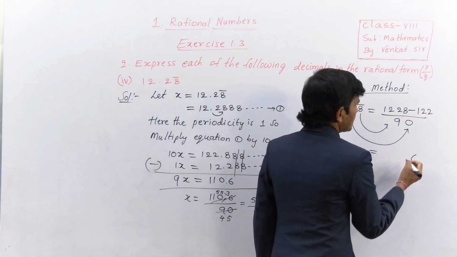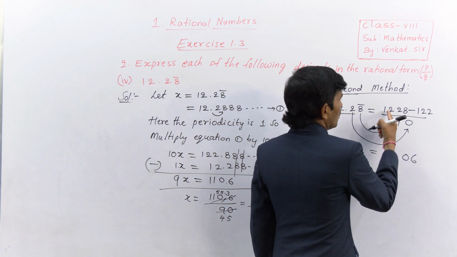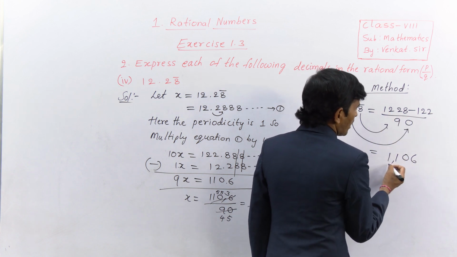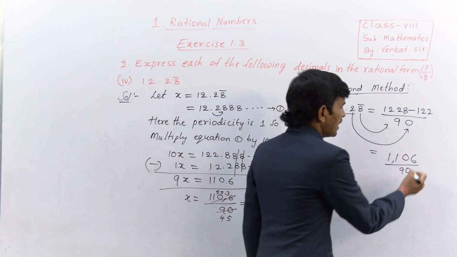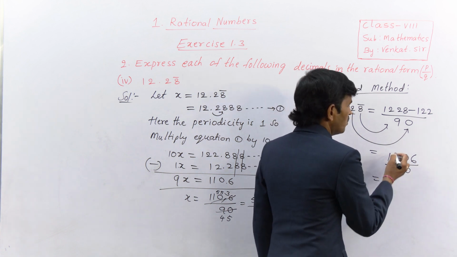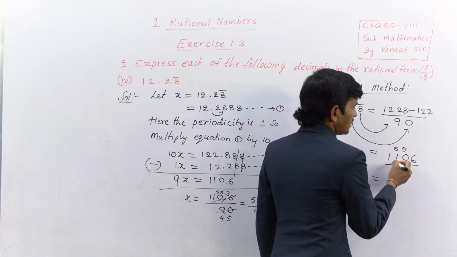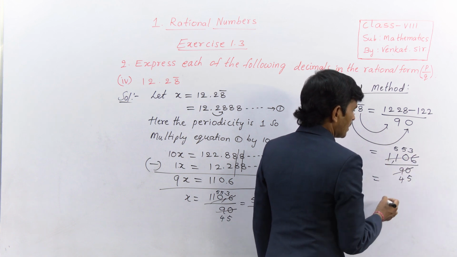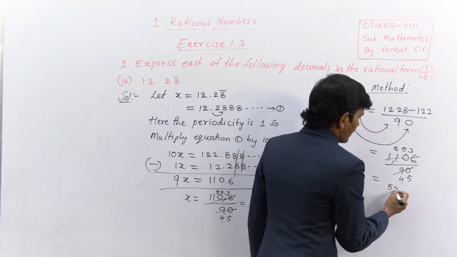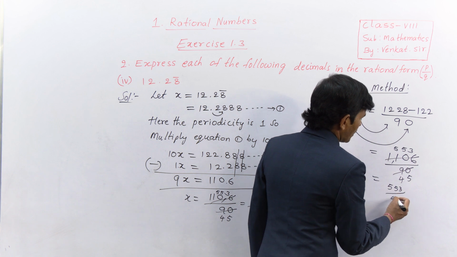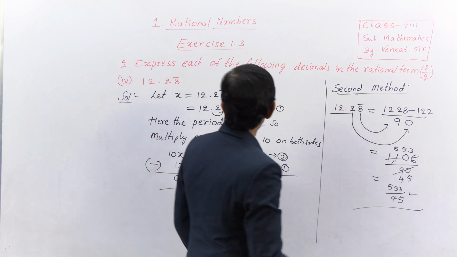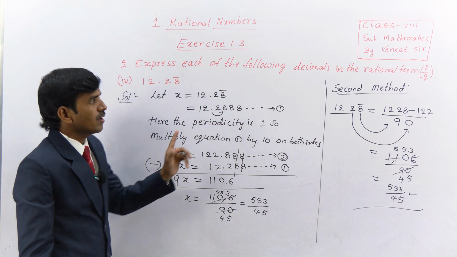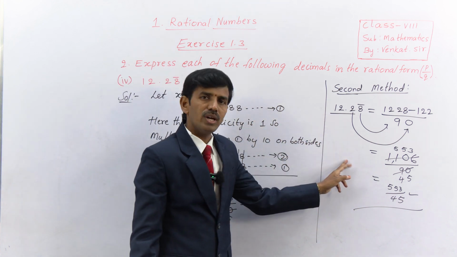8 minus 2 is 6, minus 2 is 0, 2 2 minus 1 is 1, then 1. 1106 by 90. Let us cancel by the common factor 2. 2 5s are 10, 2 5s are 10, 2 3s are 6, 2 4s are 8, 2 5s are 10, that is 90. So then what do you get? 553 by 45. See that in both the cases we got the same result. So it is a method to be followed in board exams, whereas the other is to be followed in part B.